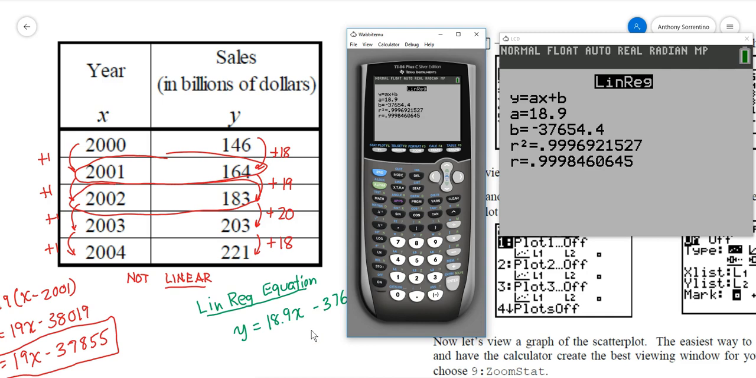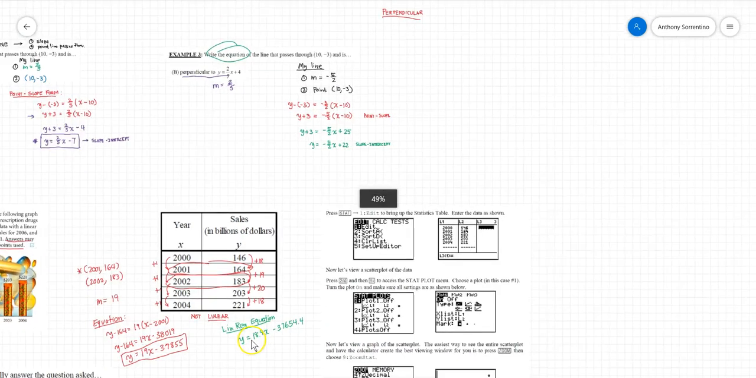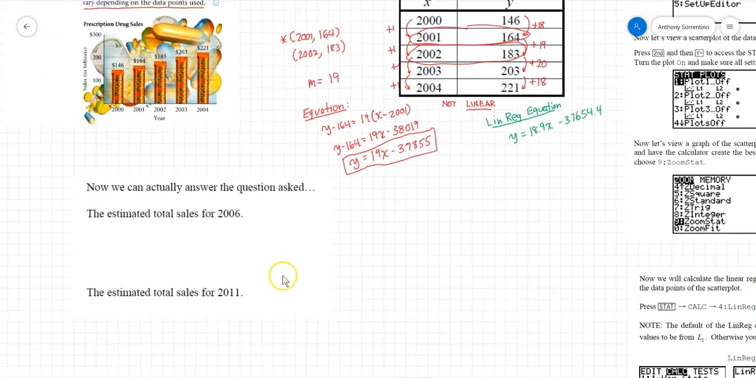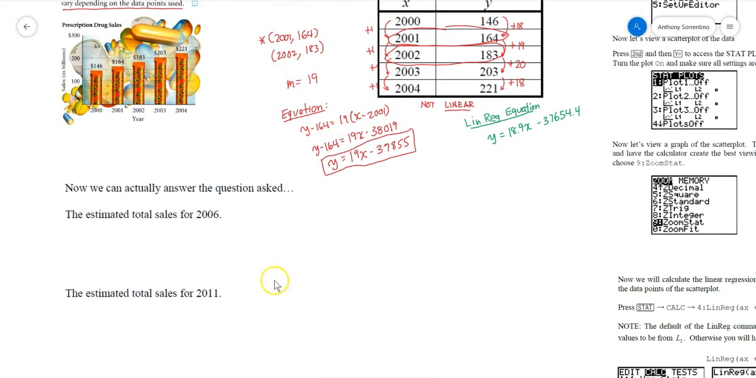So with this information, I can now answer the questions we're actually asked. We're asked to estimate the total sales for 2006 and estimate the total sales for 2011. Just to make this short and get to the end of this video, you're just going to go to either this function you created or this function from the linear regression. This one, of course, is better. That's the one I'm going to go with. And I'm going to plug in x's, because remember my x's were my years.